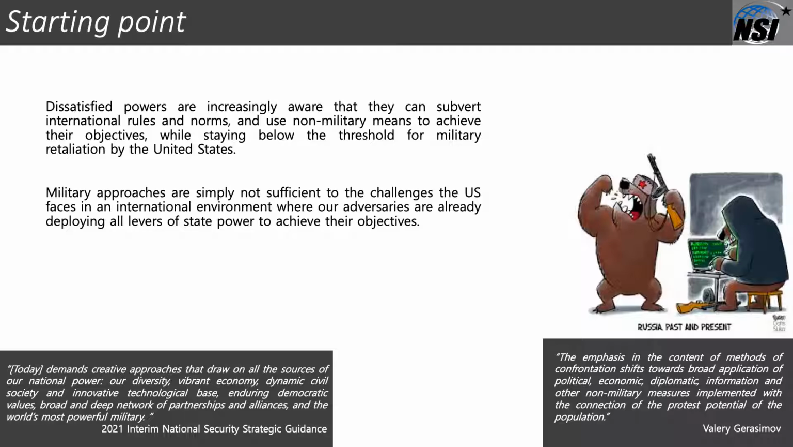In addition, the rise in grey zone activity by dissatisfied powers, Russia and Iran in particular, has demonstrated the limitations of military force to deter actions inconsistent with US interests. Dissatisfied powers are very much aware that they can subvert international rules and norms and use non-military means to achieve their objectives while staying below the threshold for military retaliation by the US, effectively bypassing US deterrence.